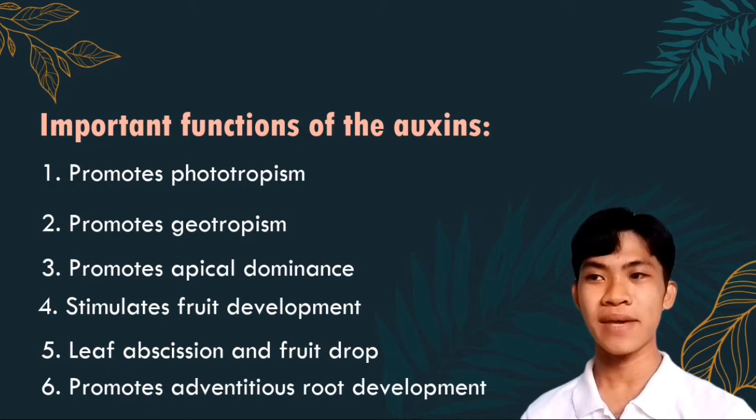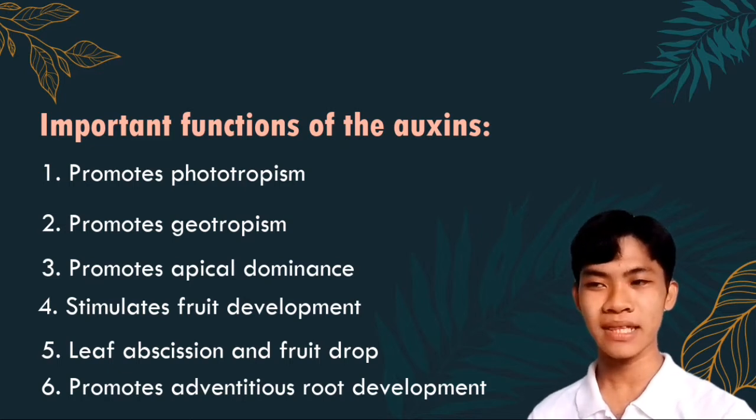Phototropism is the ability of a plant to reorient the shoot growth towards the sunlight. Second, it promotes geotropism. Third, it promotes apical dominance. Fourth, it stimulates fruit development. And fifth, leaf abscission and fruit drop. And lastly, it promotes adventitious root development.